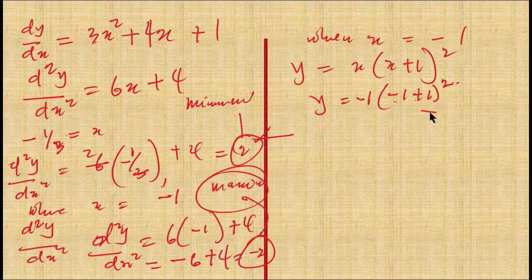Minus 1 plus 1, obviously, this is 0. 0 raised to power 2 is still 0. 0 times minus 1 is still 0. So at that point, y is equal to 0 and x is minus 1. So here we have the coordinates of the point where we have the maximum value.